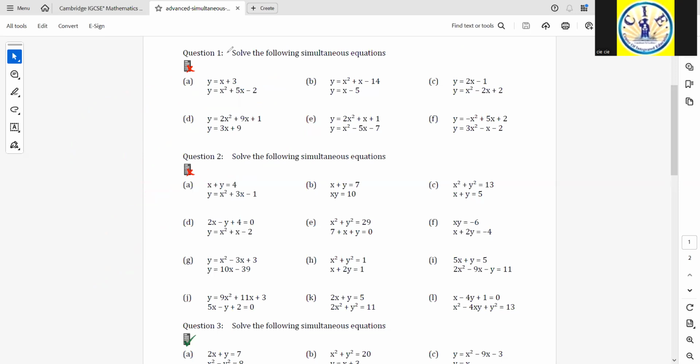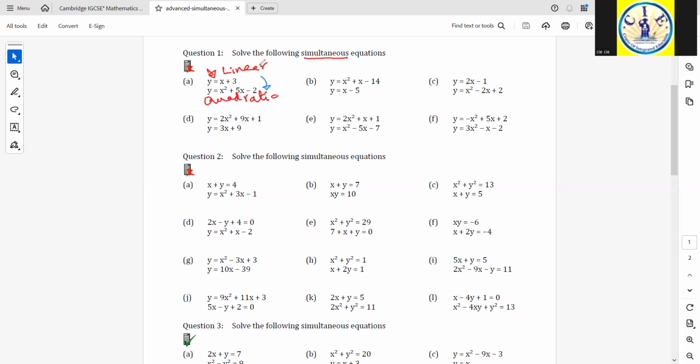This is the topic of solving simultaneous equations in the case when we are given a linear and a quadratic equation. So the method is that from the linear equation we need to substitute this into the quadratic equation and then solve.